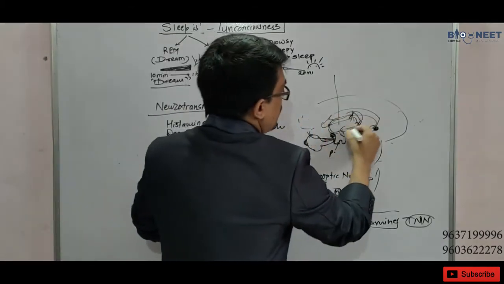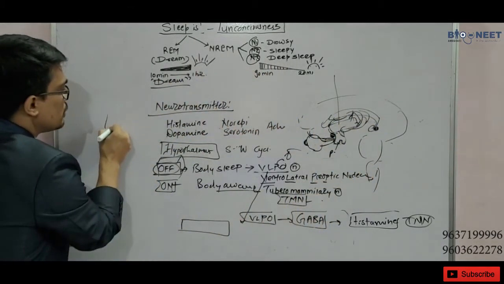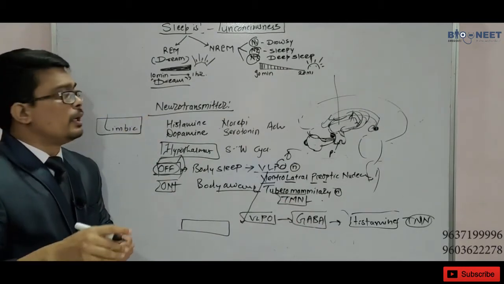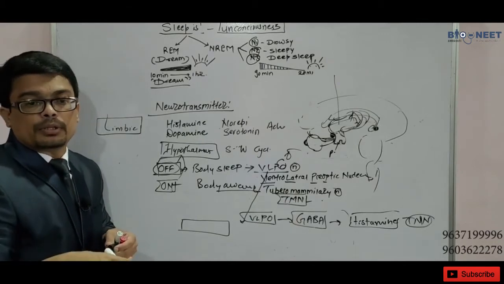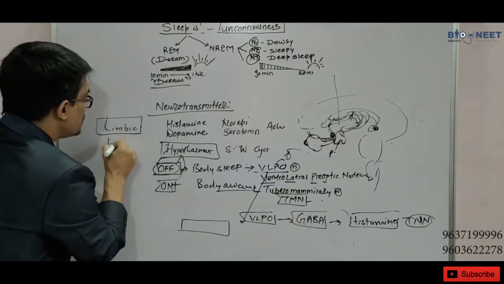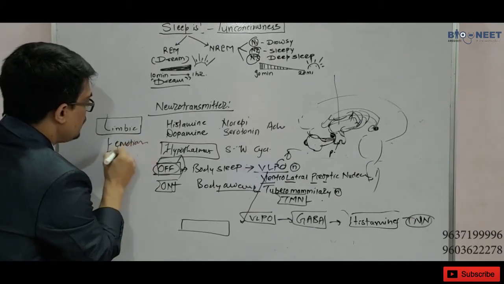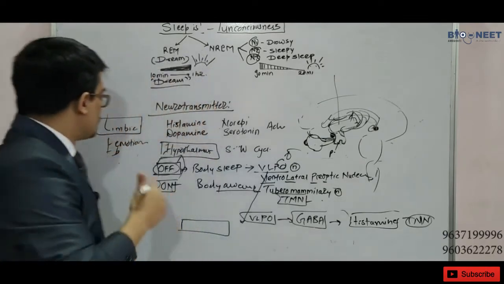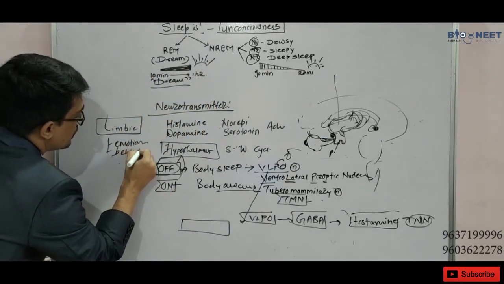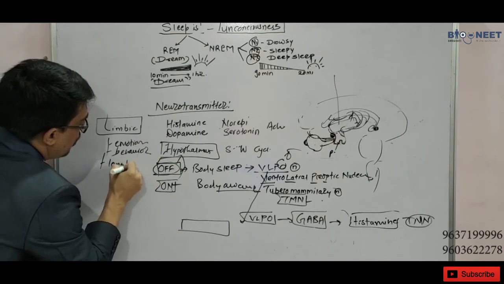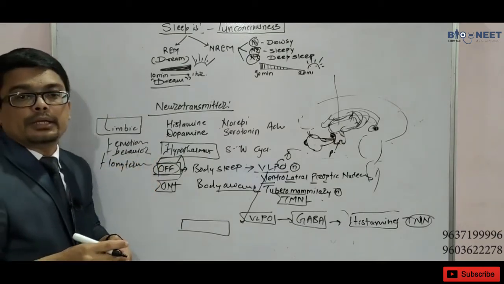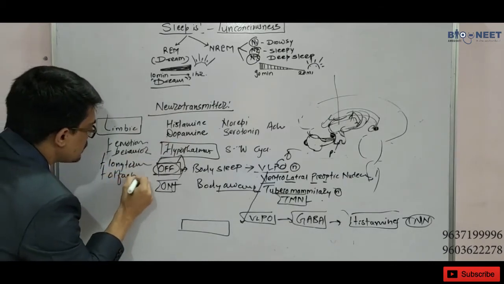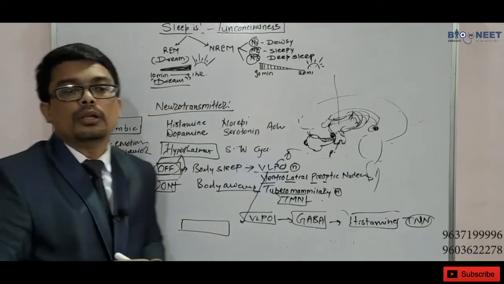There is a system called the limbic system. What is the function of the limbic system? If you remember from the central nervous system chapter: emotions, behavior, motivation, long-term memory, and olfaction. All these are functions of the limbic system.